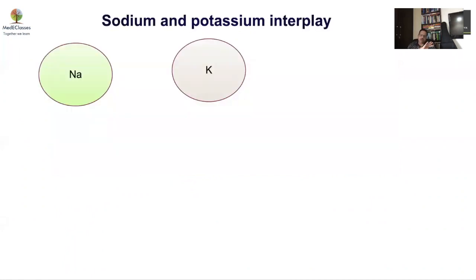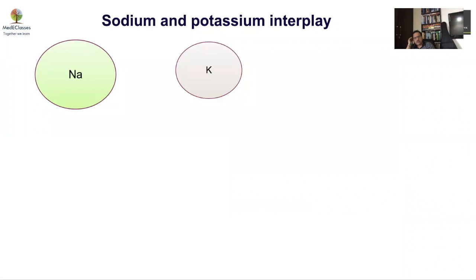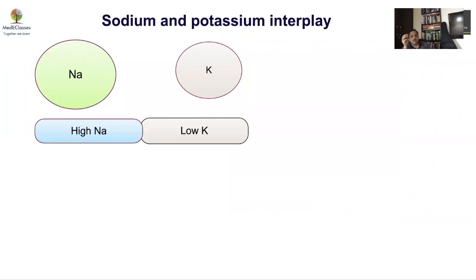Now we've discussed a lot about physiology and assessment. We just need to think about how this interplays. We've discussed that sodium and potassium usually go in opposite directions. So normally, if you have hypernatremia, you will have hypokalemia. This is a typical situation.